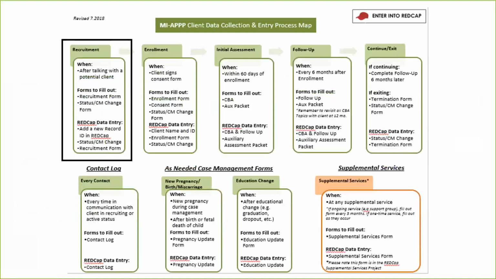Now on to our process map. When looking at the process map, the recruitment phase is first. During the recruitment phase, you need to fill out the recruitment form and the status and case manager change form. You will notice on the process map there are 3 different data entry steps that need to be completed in REDCap during the recruitment phase: adding a new record, filling out the status/case management change form, and the recruitment form.